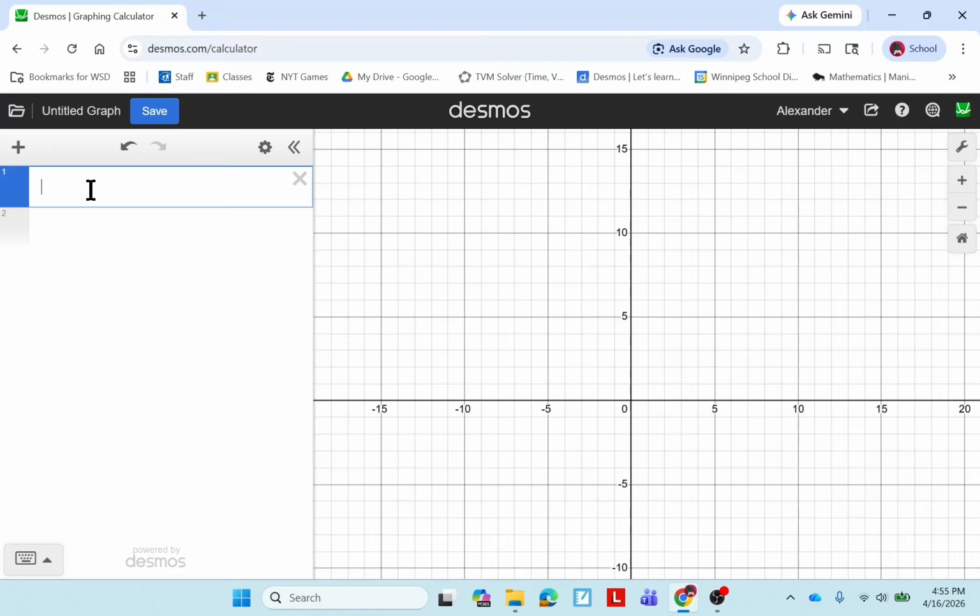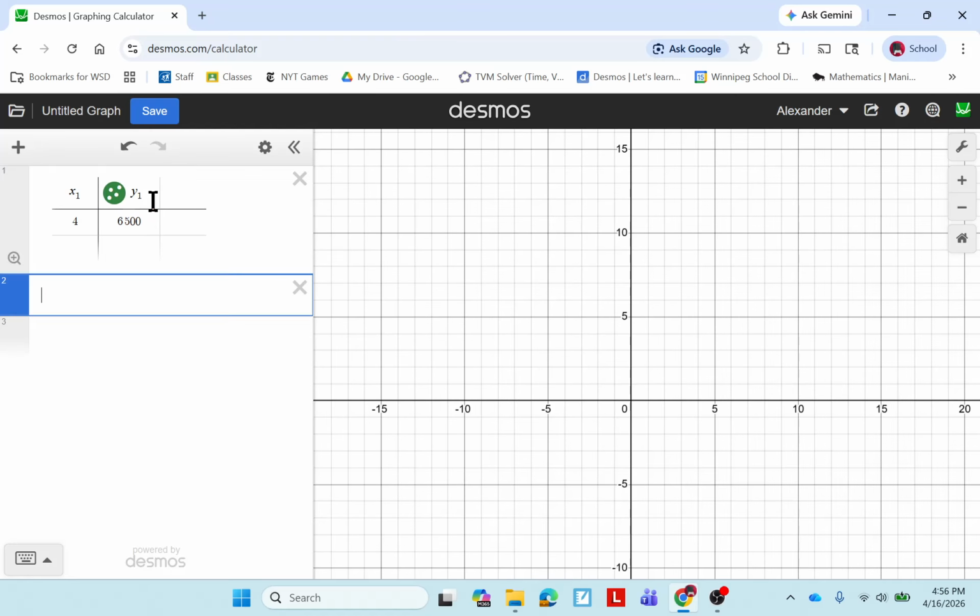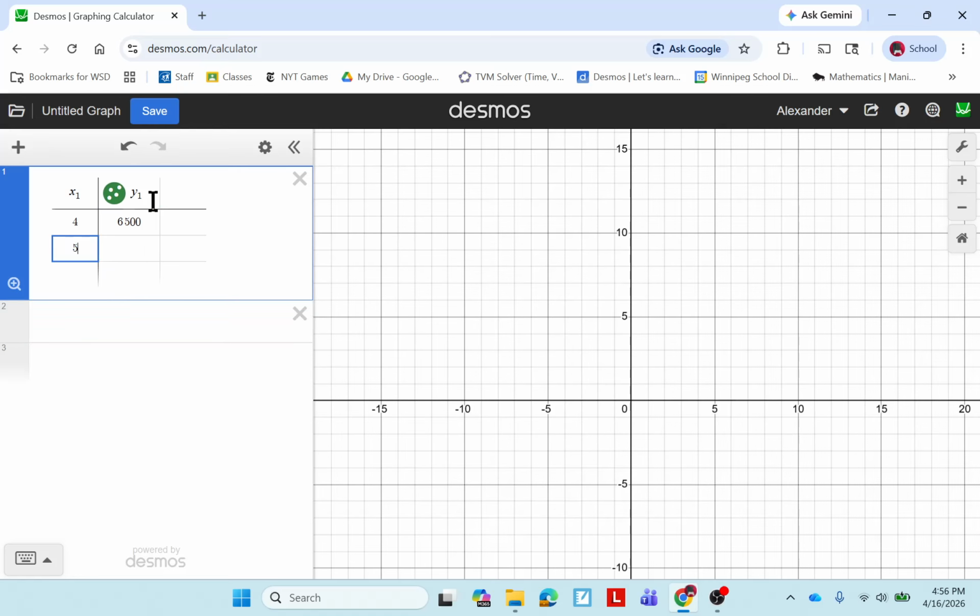So if you click on the plus, it's at the top left. You click on that. One of the things in the drop-down menu is the table. And it comes up with the table with the X1 and the Y1, like I was saying. So for the X values, I'm going to put the ages, and for the Y values, I'm going to put the prices. So 4, 6,500, 5, and 7,000. And I'm just going to keep doing this with all of my different values.